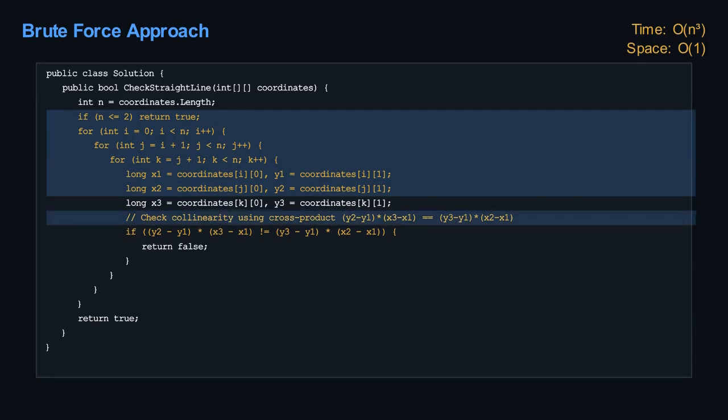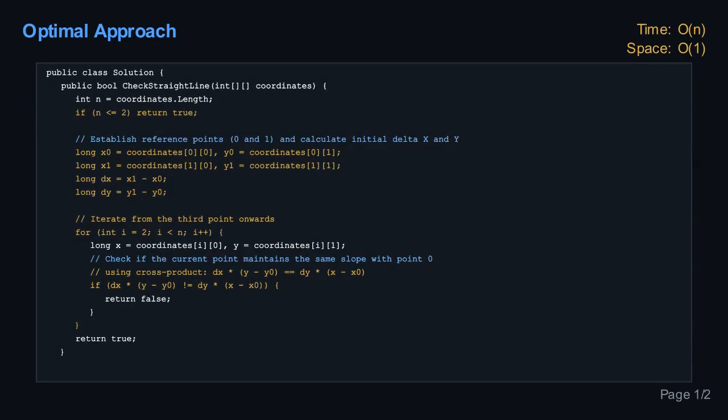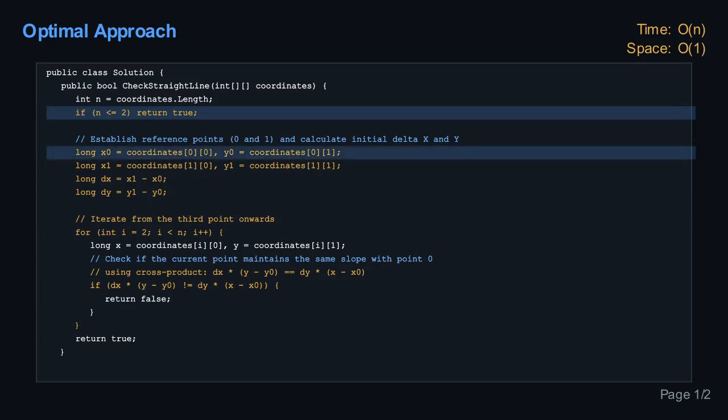Space complexity would be big O of 1, constant, as we're not using extra data structures, but the time is far from optimal. The key insight for an optimal solution is that all points on a straight line share the same slope relative to any other point on that line. If we fix two initial points, say point 0 and point 1, we can calculate the slope between them. Then, for every subsequent point, we just need to verify that the slope between point 0 and this new point is identical to our initial slope.